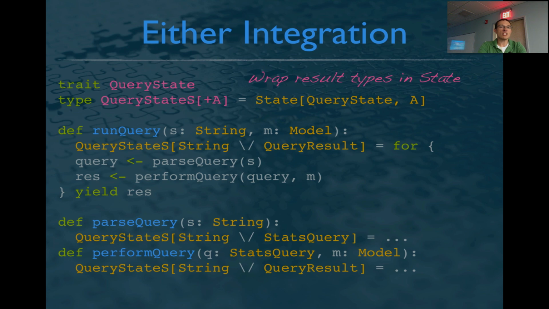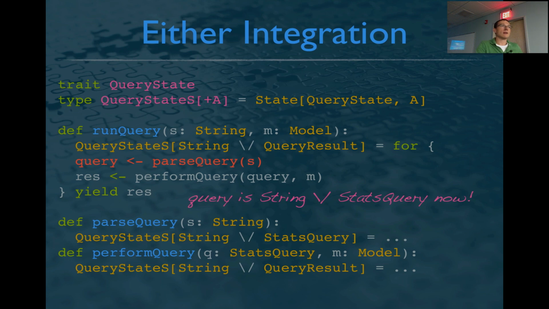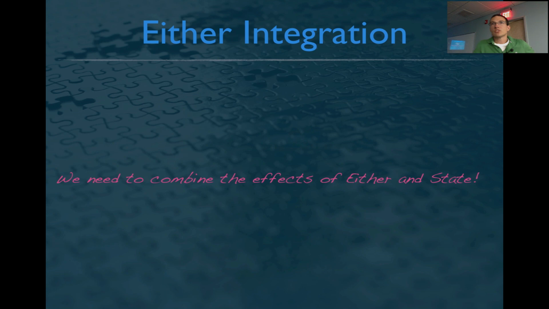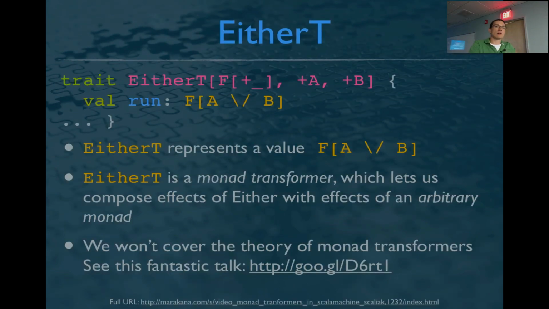But now, when I switched everything, I wrapped everything in a query state S. The variables that are being passed in the flat map calls are now the A from state. And my A from state in this case is that big disjunction, right? Is string or stats query. So this doesn't work. Well, that kind of stinks. So how do we get both? How can I keep my code, that top-down, very logical for comprehension, but get the benefits of both state and disjunction, or either?